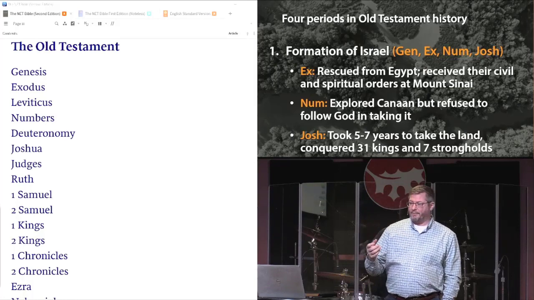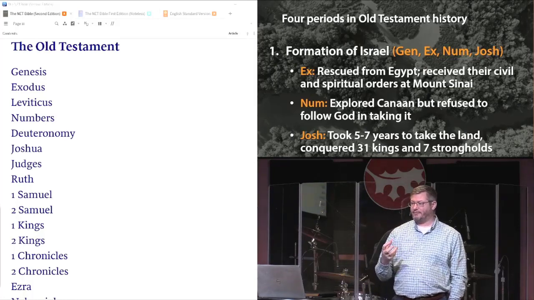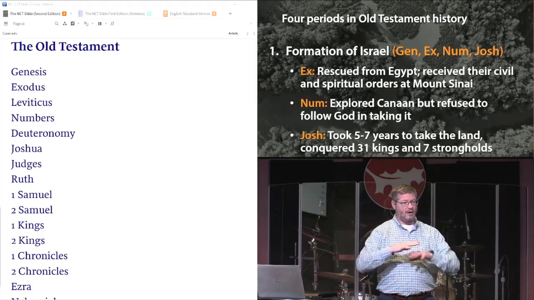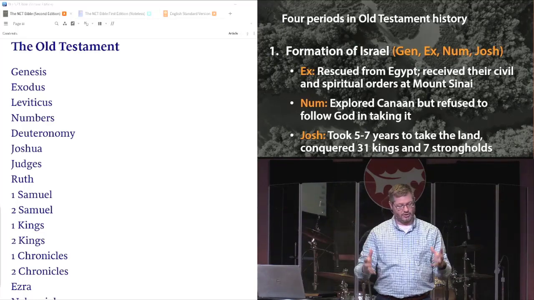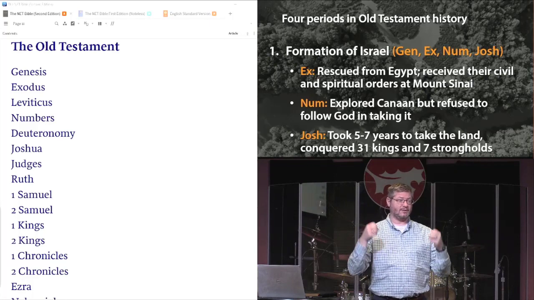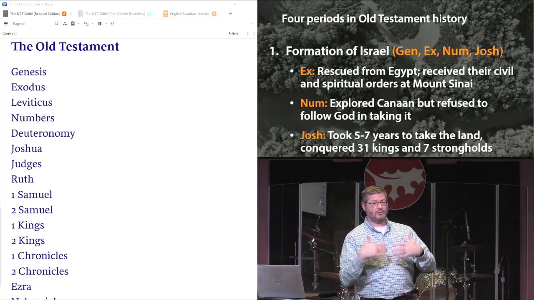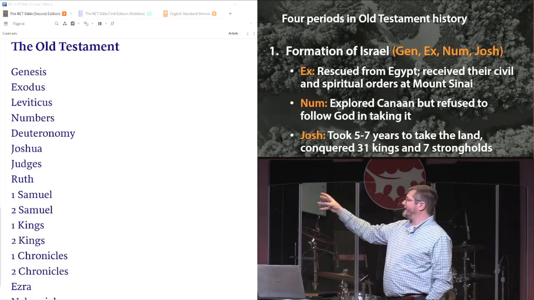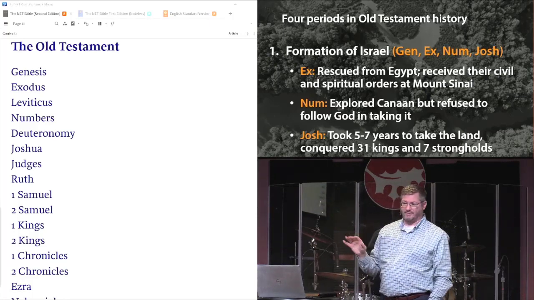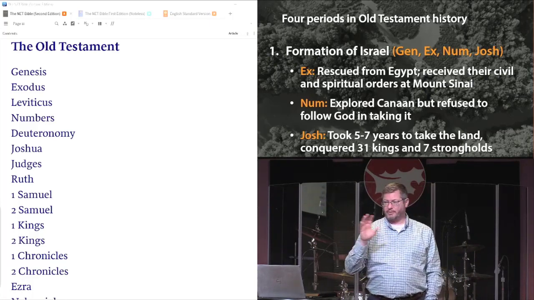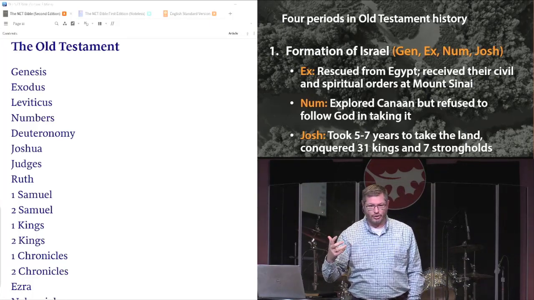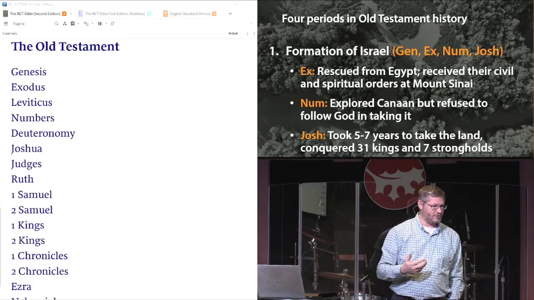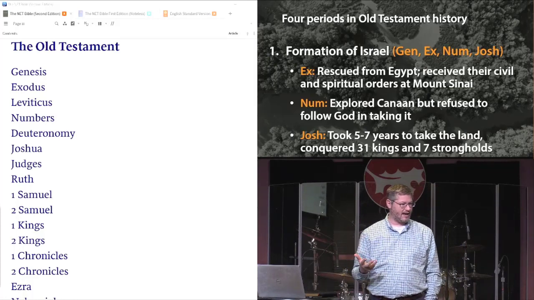The book of Deuteronomy fits at the end of Numbers, where now that entire generation, that first generation out of Egypt, has died off. And so Moses gives the law again, gives the constitution again, and Joshua gives the account of when they moved into the land. It only took 5 to 7 years, which is actually pretty big, because one of the things that God gets charged with because of the book of Joshua is God is a genocidal murderer.